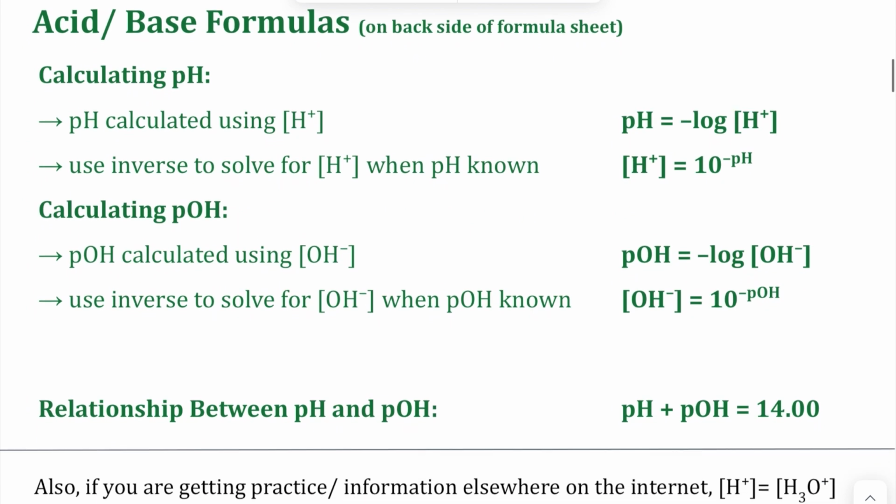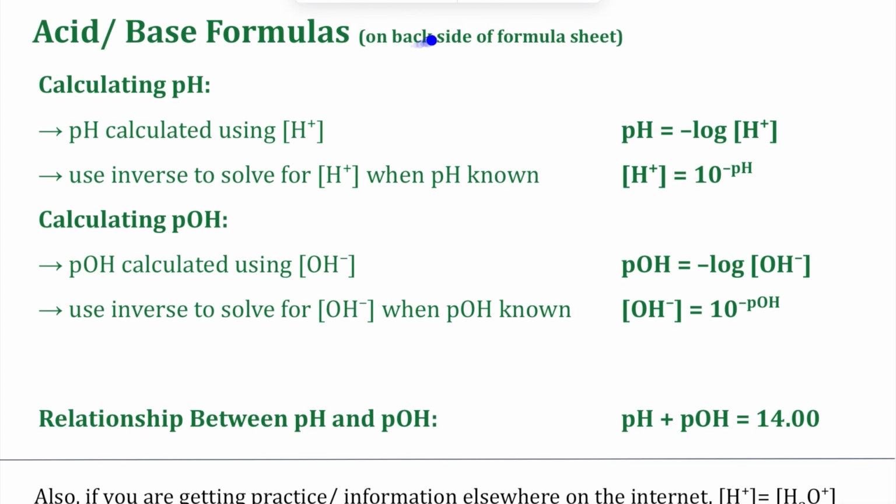And so what formulas do we have? On your formula sheet, and these are on the back of your formula sheet, we have these formulas for our acid-base unit. So if we are doing calculations with those hydroxide ions, pH is calculated using your H plus concentration. So pH is equal to the negative log of that H plus ion concentration. The inverse of a logarithmic function is an exponential function. So to calculate the hydrogen ion concentration, we would do 10 to the power of negative pH. So that is the inverse of log.